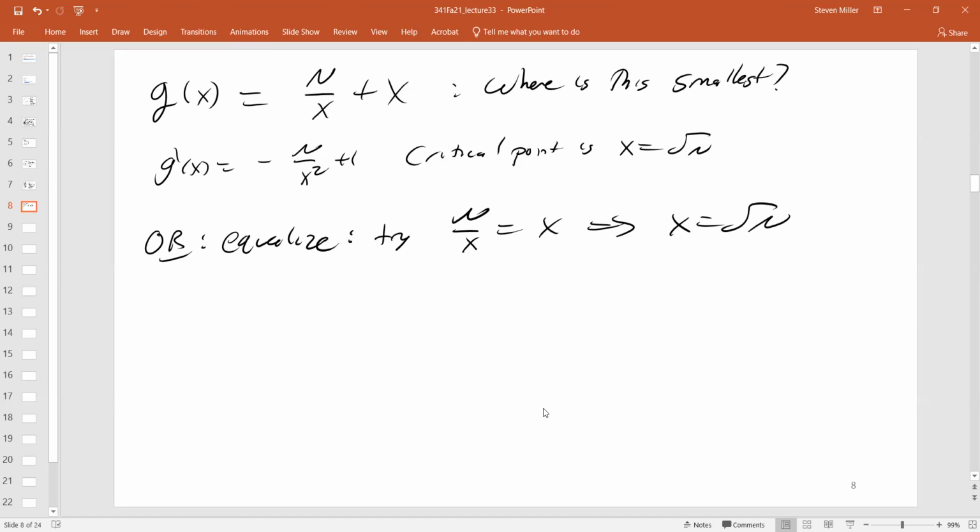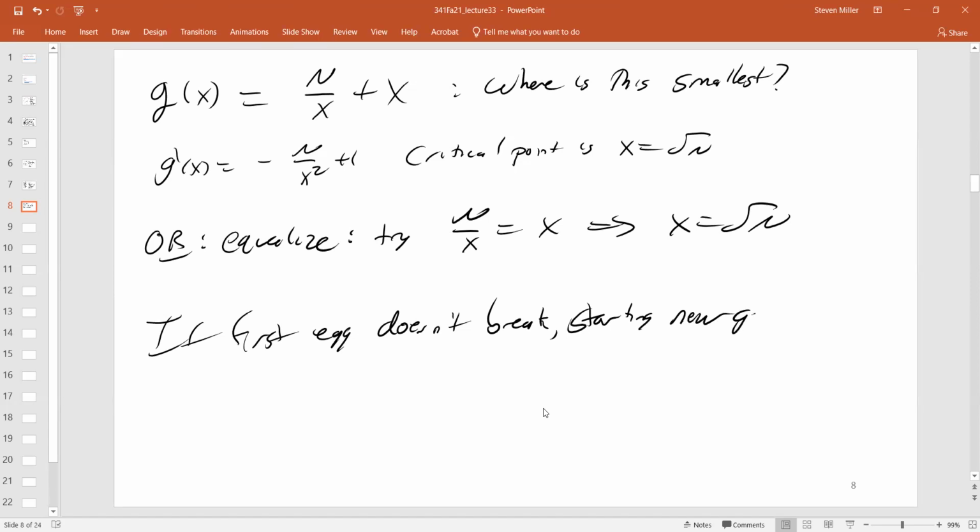And so, for instance, when you drop the first egg, if it doesn't break, then it's like you restarted the game with a smaller thing. So if the first egg doesn't break, we're starting a new game with n minus x floors. It's like the memoryless hoops game.